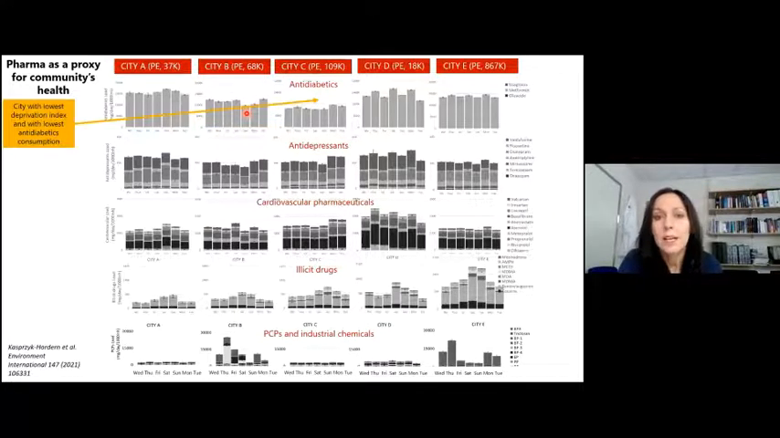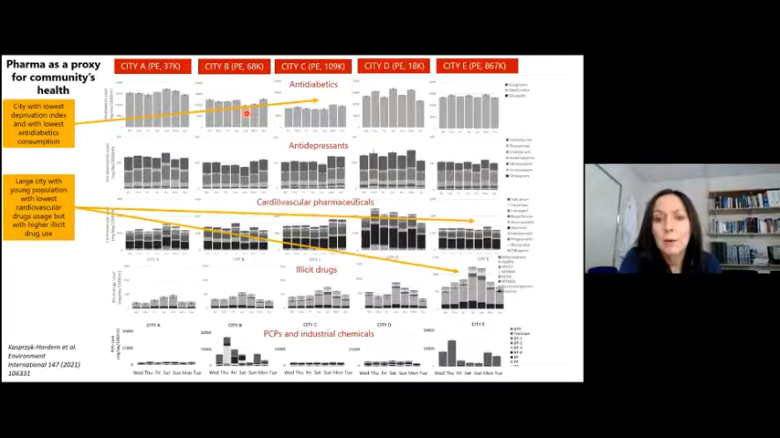So, for example, in the city C, we have lower usage of antidiabetics. And this is my very loose interpretation. We are trying to triangulate this data now with socioeconomic indices and public health records. So please don't hold me to what I'm saying at the moment. Just want to show what the approach can provide us with in terms of information. So lower level of antidiabetics in this particular city might be linked with the fact that this city actually has the lowest deprivation index in this particular catchment.